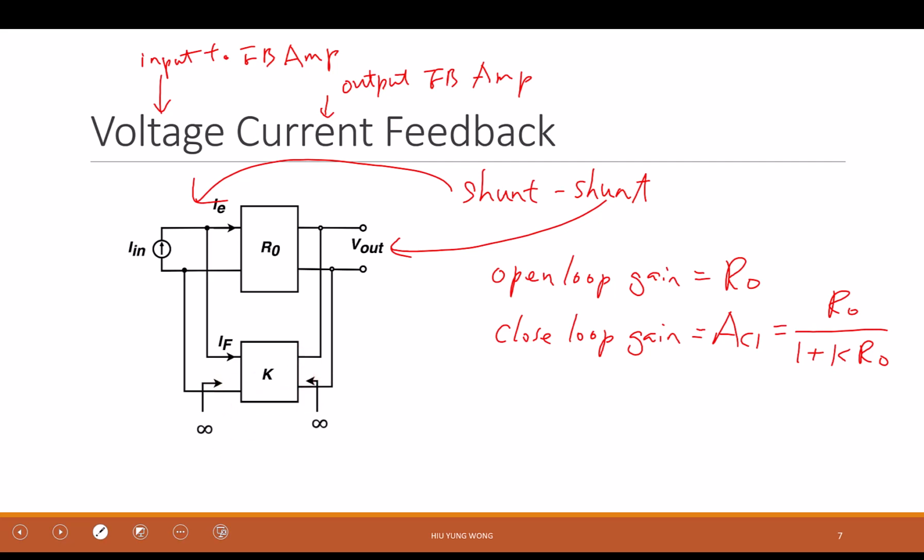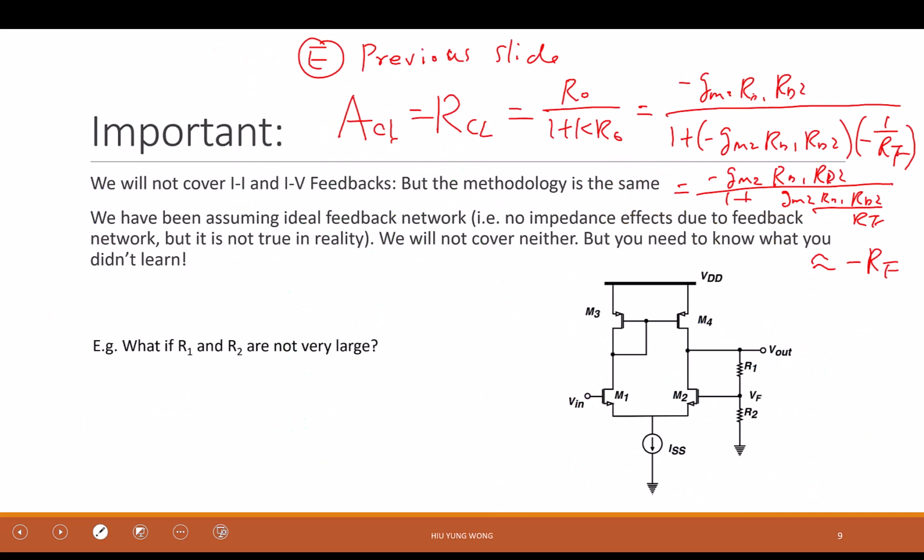We care more about the impedance. Okay, so it depends on the situation. Like voltage current feedback, we want to have infinite input impedance, infinite output impedance, right? For others, they are different. Some want to be zero, some want to be infinite. Okay, that is the meaning of ideal. But in reality, that is not the case. For example, the RF is not infinite. And if that is the case, then this equation is not valid anymore.